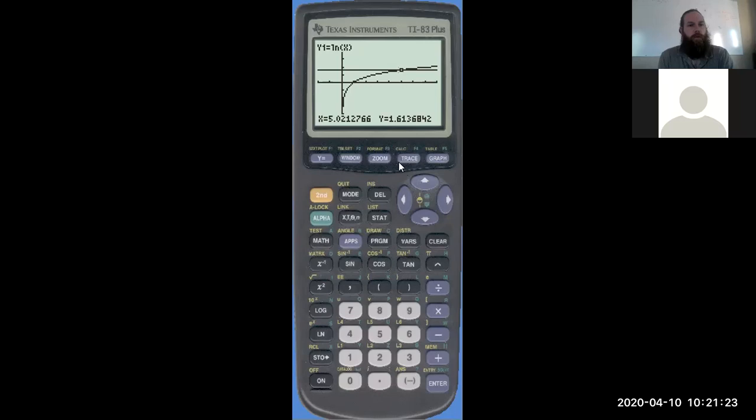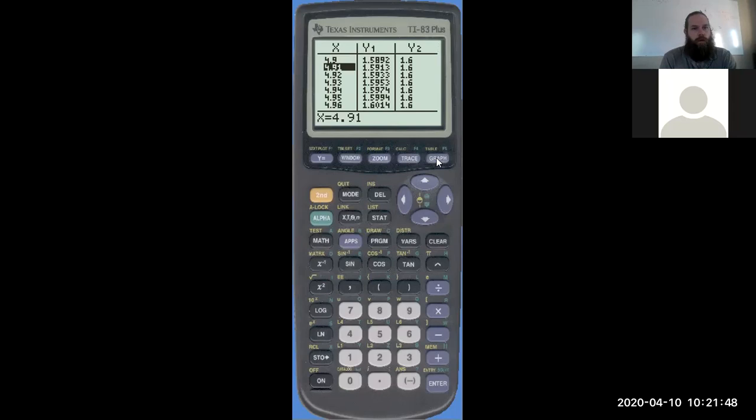If I wanted to be a little bit more precise about this, I could always come in here to my table. Maybe I'm going to go to table set here and choose to start my table at x equals 4.9, and delta table would be maybe 0.01. And that way I can walk my way through really carefully and try to find exactly where this switches over. So 4.95, too small, 4.96, too big, and 4.96 is off by more than the 4.95 y value.